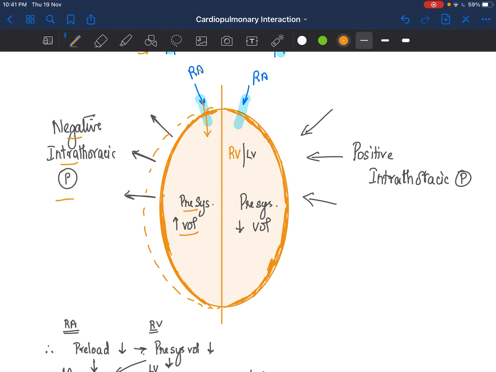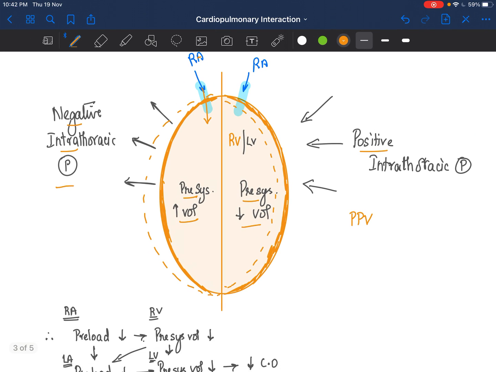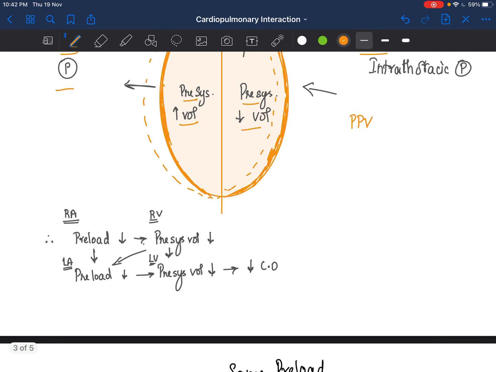On the other hand, in a positive pressure ventilation situation, where the walls are going to be compressed, this again will add to the decreased capacity of the ventricle to receive the volume, in addition to the already reduced preload, resulting in decreased pre-systolic volume. Okay. So, at the end of the day, you have decreased preload in the right atrium, resulting in decreased pre-systolic volume in the right ventricle.